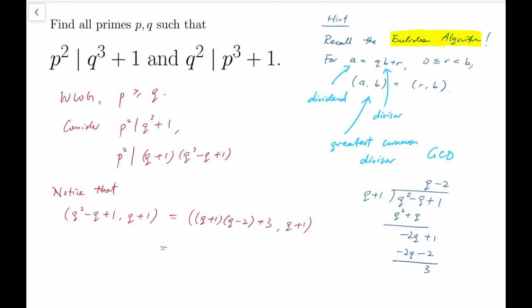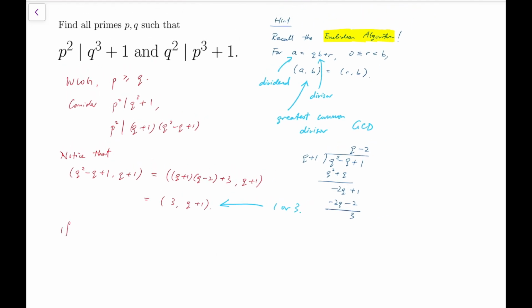So that means it's actually equal to the greatest common divisor of 3 and q plus 1. And you know that this GCD must divide 3, so it must be either 1 or 3. But we're not going to divide the cases in this way. I'm going to consider cases separating situations of whether p divides both expressions or p just divides one of them.